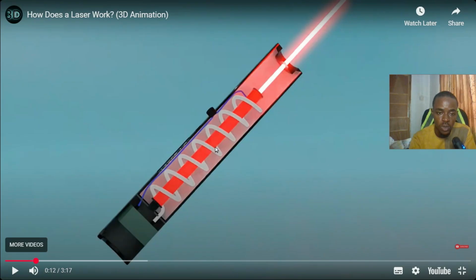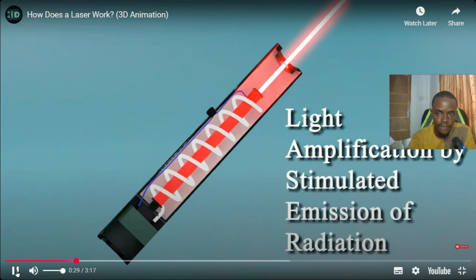So let's continue. How does the laser work? How do we get that straight beam of light? In this video, we are going to learn about the laser and how it works. How is it that powerful to cut through metal? And how do we get that straight beam of powerful light moving in a single particular direction? Laser stands for light amplification by stimulated emission of radiation.